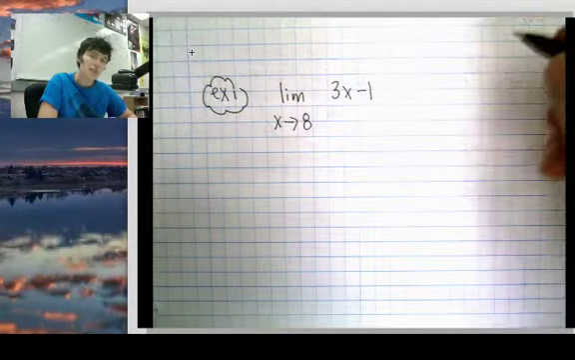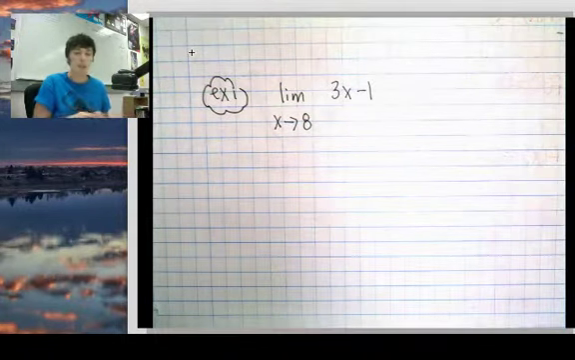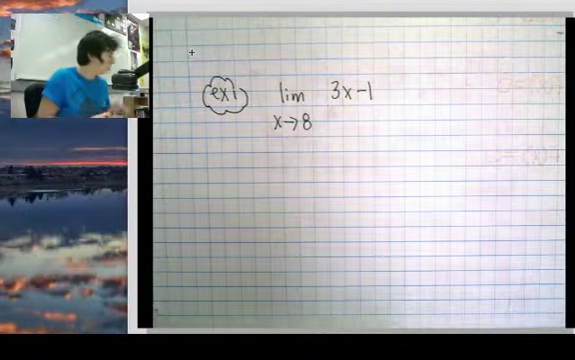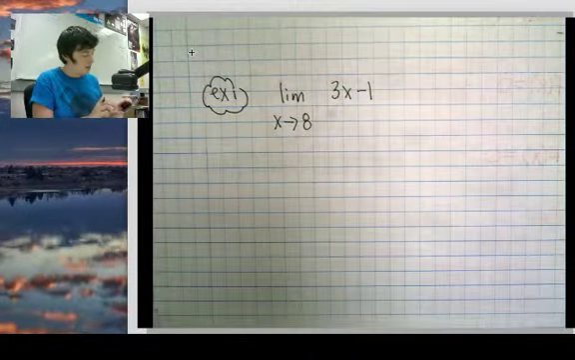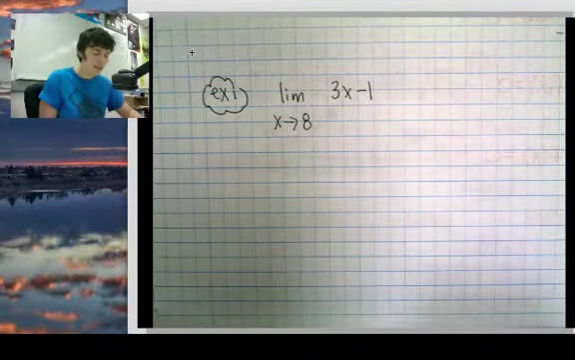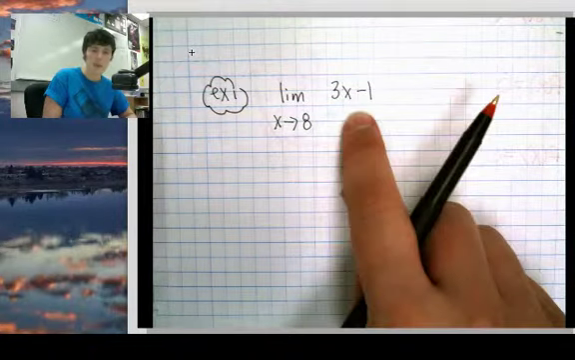I can easily figure out this limit by pretty much literally just, sorry, that's my cell phone, and my battery's dying.